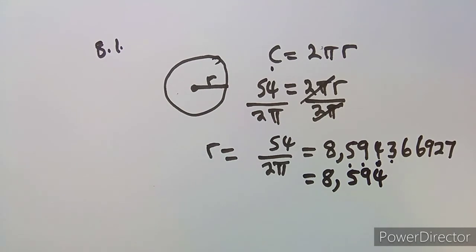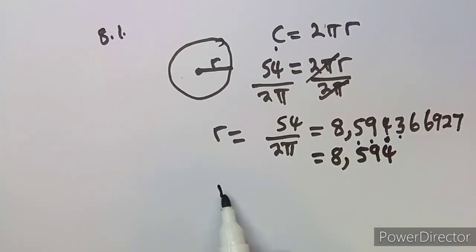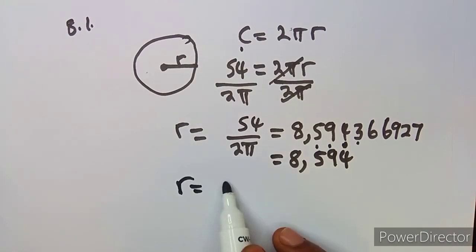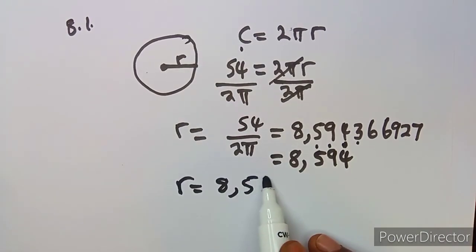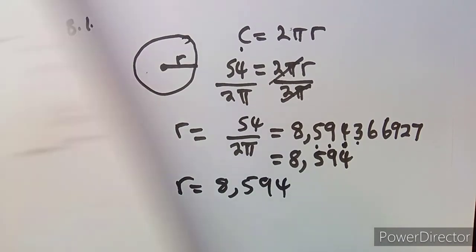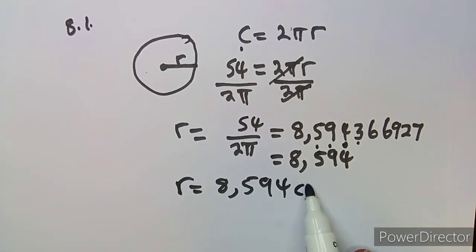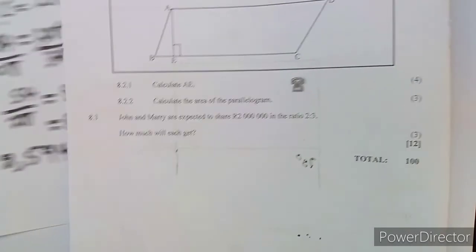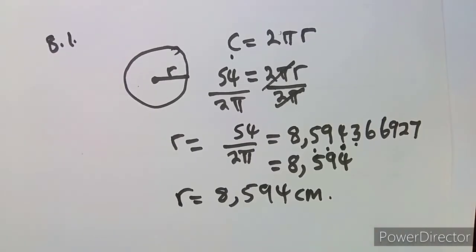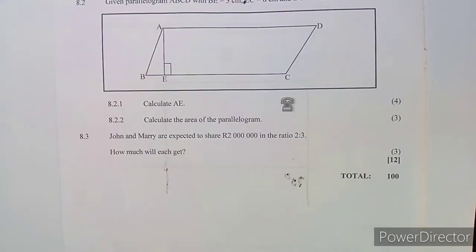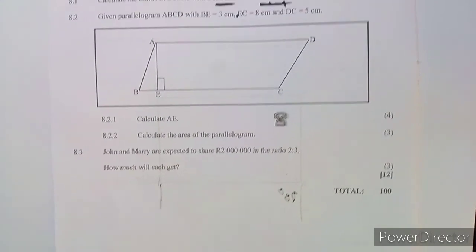The units of the radius, you are going to take them from the circumference of the circle that you were given. So what was the circumference in? It was in centimeters, so this radius also is supposed to be in centimeters. So that was it on 8.1. The radius of a circle given the circumference, we just substitute into the formula and find the value of r.